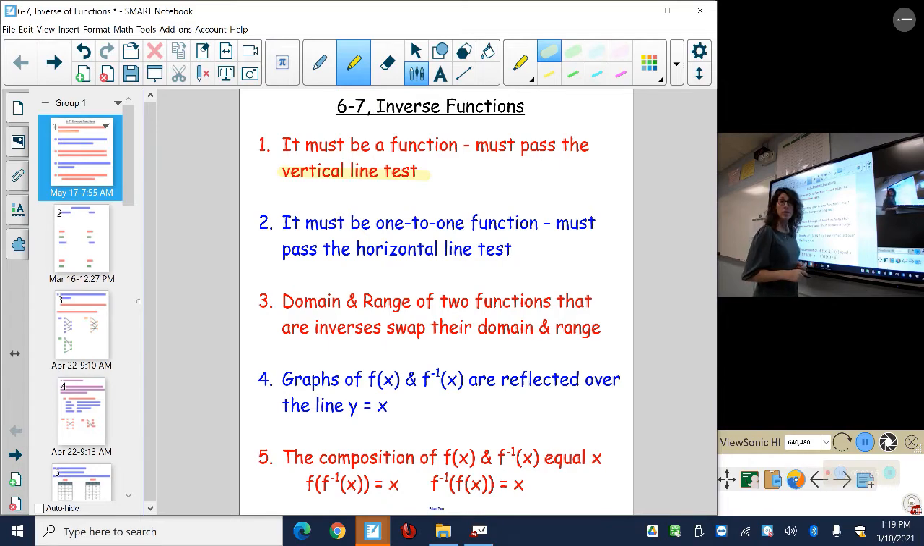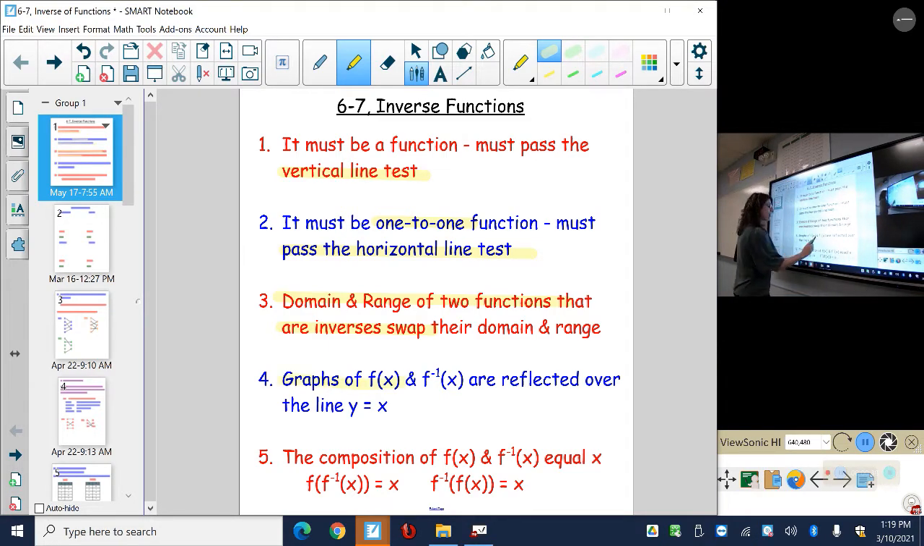So one, it has to pass the vertical line test, meaning it can only choose one x, can only choose one y. Okay? Then, not only that, it must be a one-to-one function passing the horizontal line test, meaning now not only does one x only choose one y, but one y must choose exactly the same x. Okay? The domain and the range of the functions are inverses, so they simply swap. So my x becomes my y becomes my x.